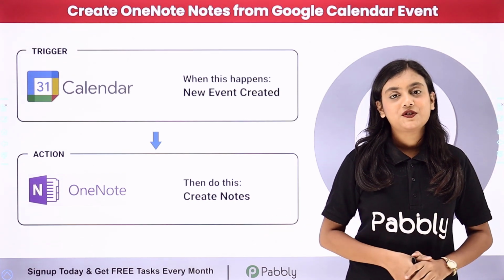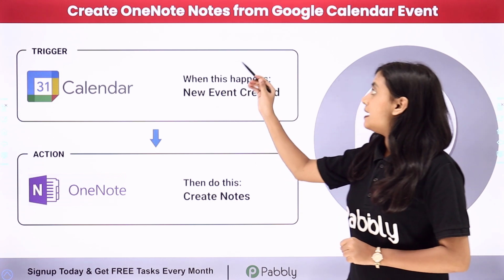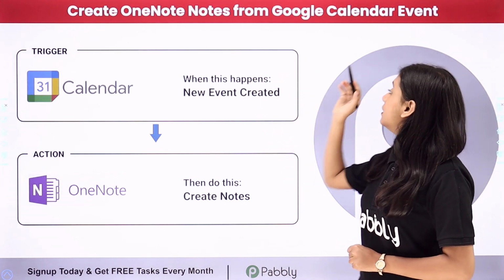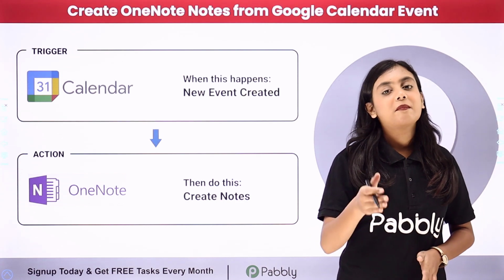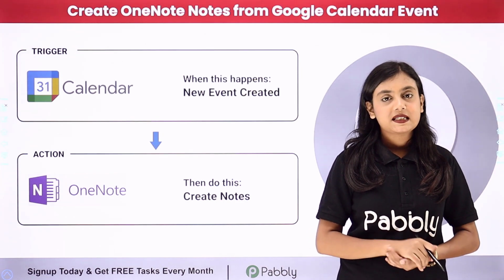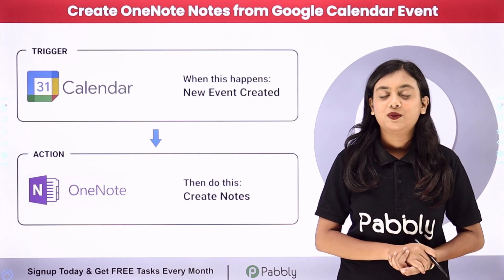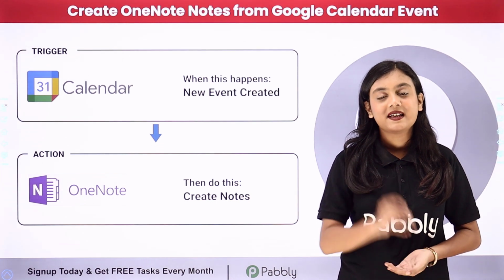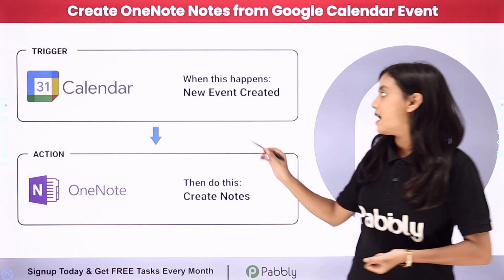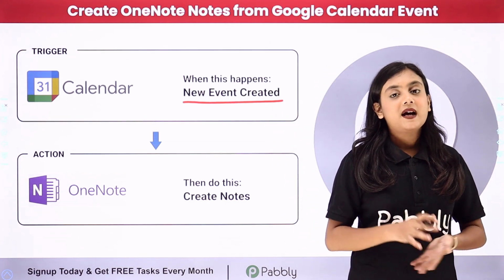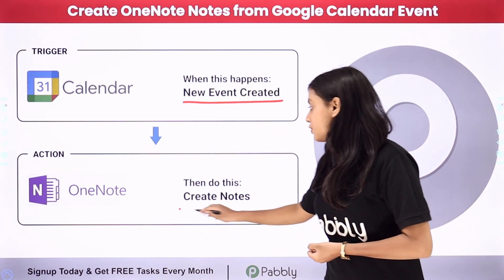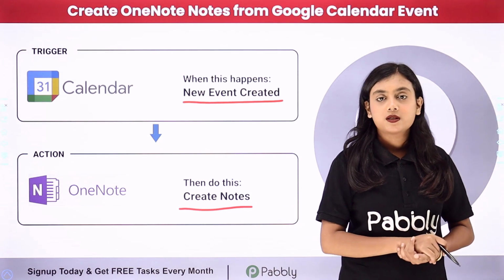In this video, we're going to learn how to create OneNote notes from Google Calendar events. I'm the owner of a business and I manage all my events and meetings that I organize in my company with the help of Google Calendar. My objective is that as soon as I create a new event in my Google Calendar, a note of that same event should automatically be created in my OneNote account.